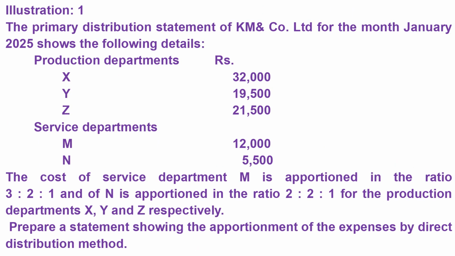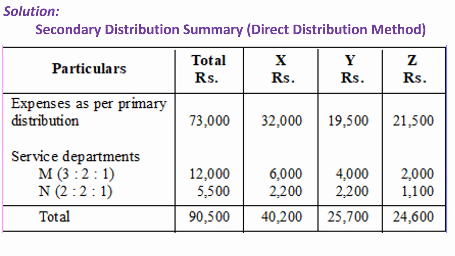Illustration 1. The primary distribution statement of KM & Co. Limited for the month January 2025 shows the following details. Solution. Secondary distribution summary, direct distribution method. A 5 column table should be prepared. First column particulars, second column total, and other 3 columns are for X, Y, and Z. Expenses given in the illustration should be written. Then service department expenses are distributed on the basis of the ratio given.